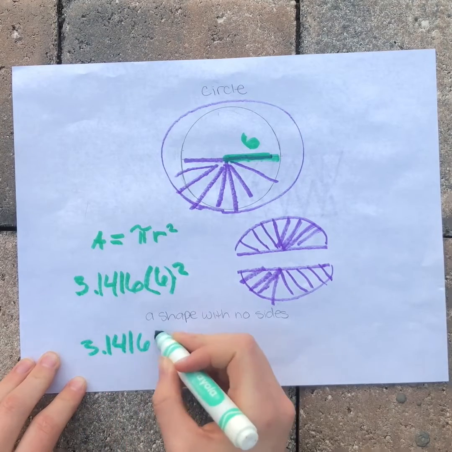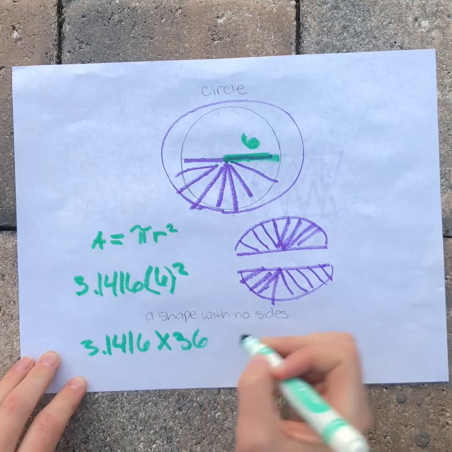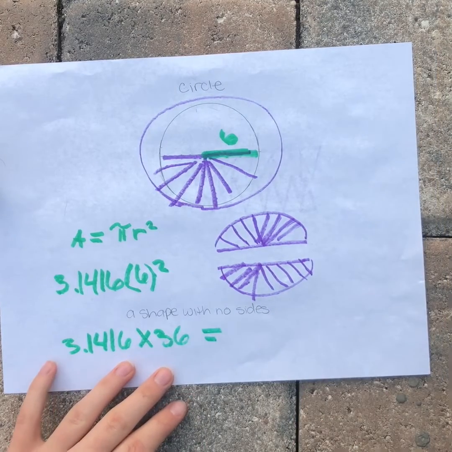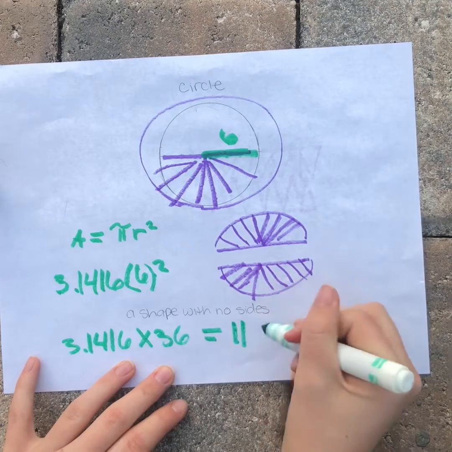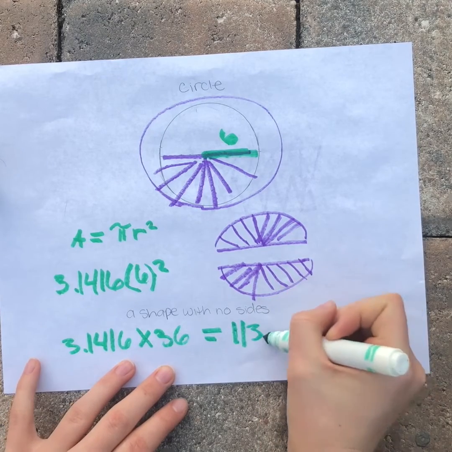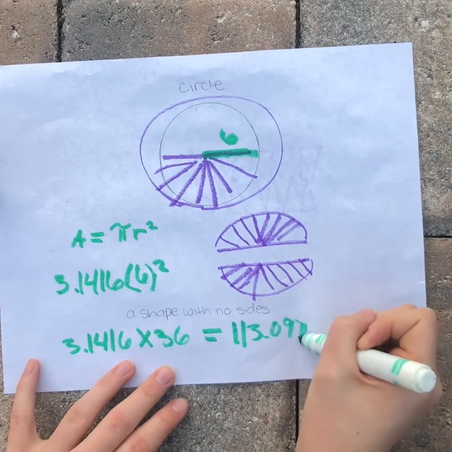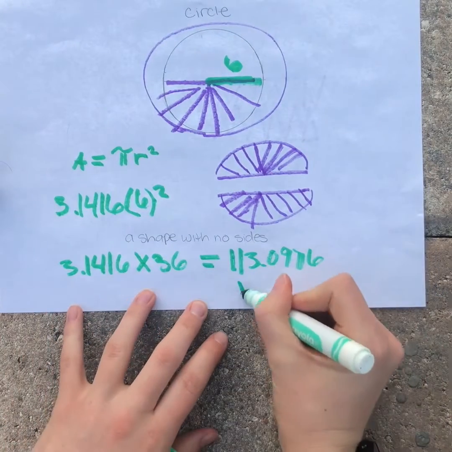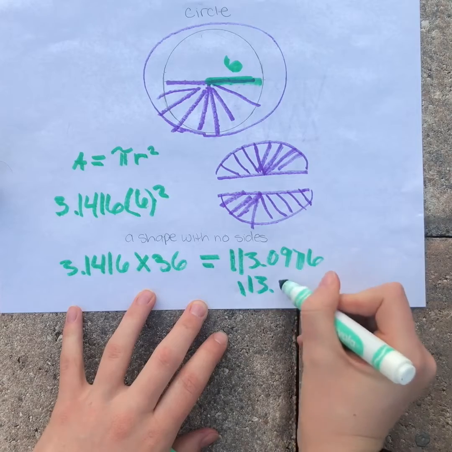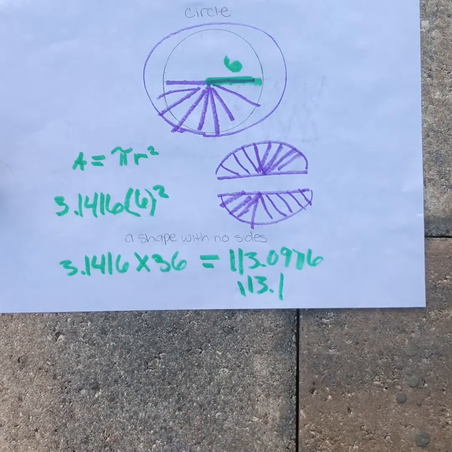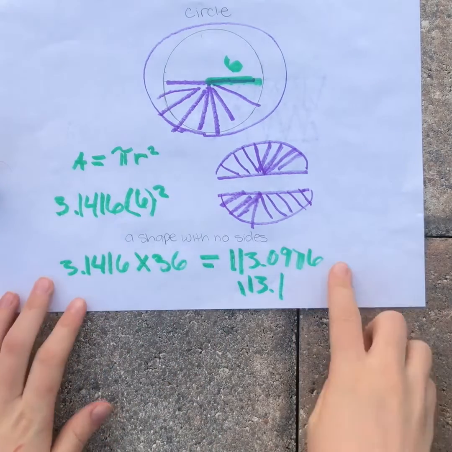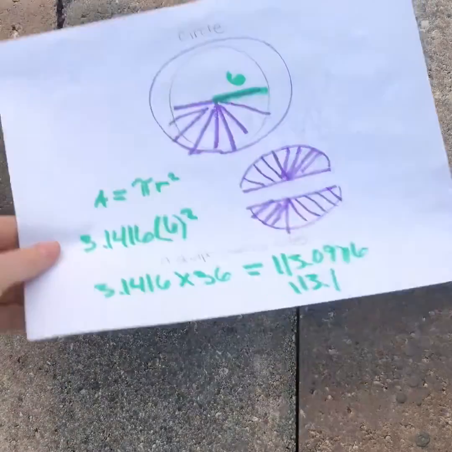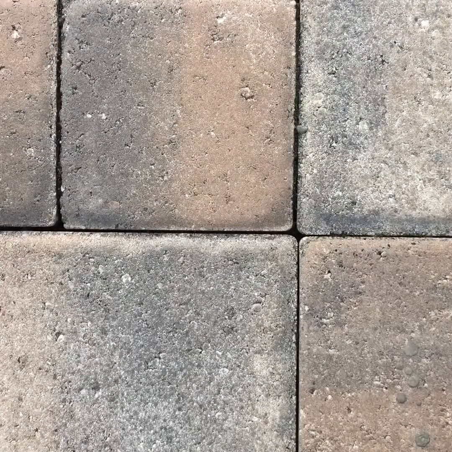So 3.1416 times 36 equals 113.0976. Or you could say 113.1. However you want to round it, but to the nearest 4, that's what it is. So that's how you find the area of the circle.